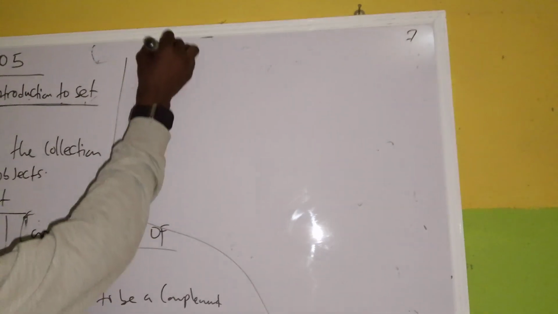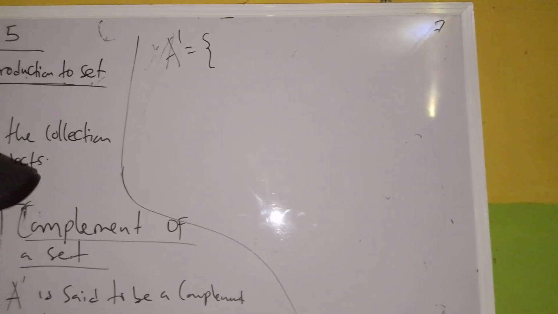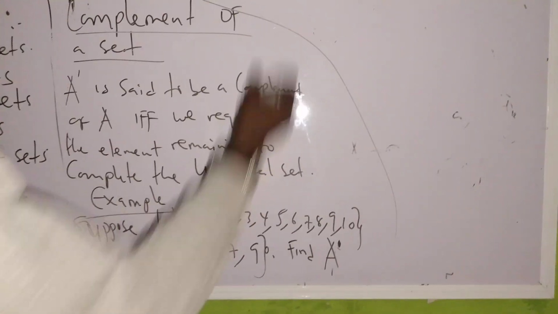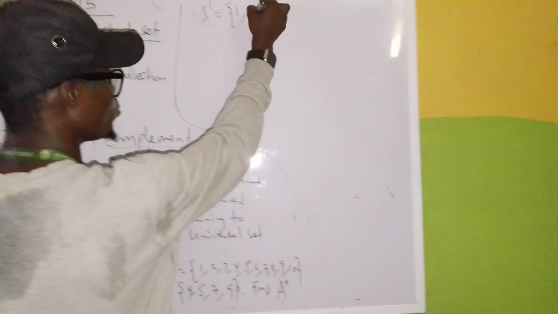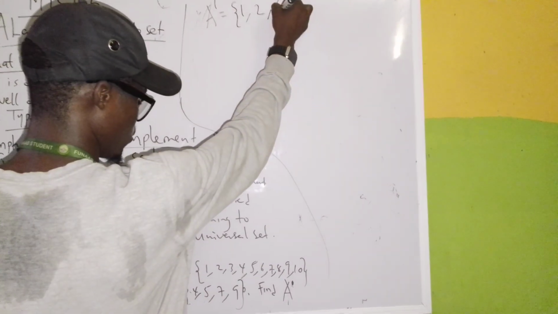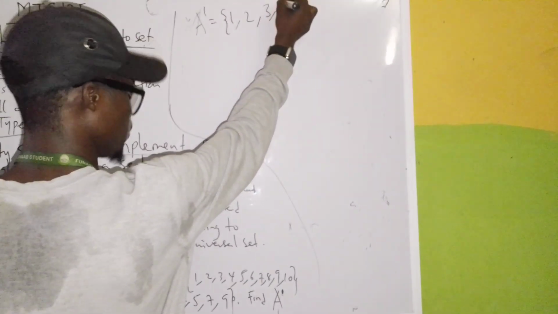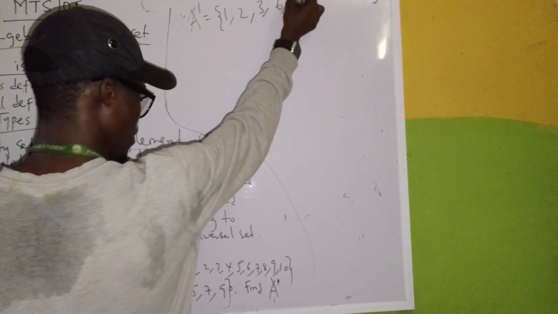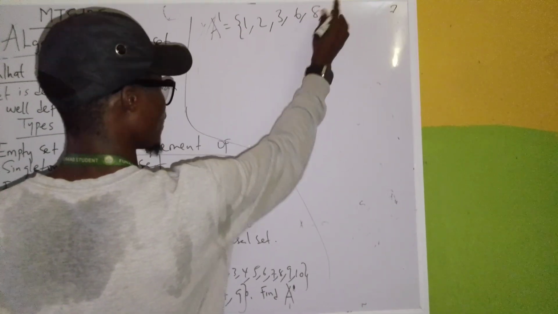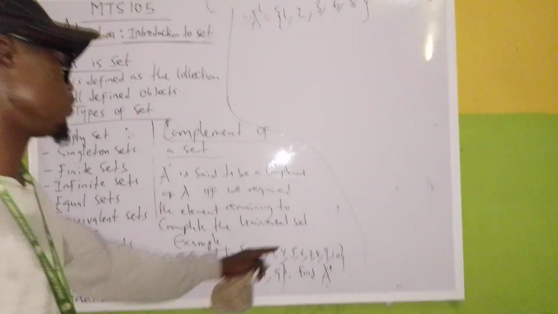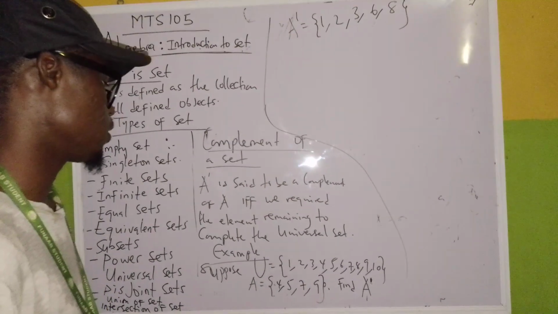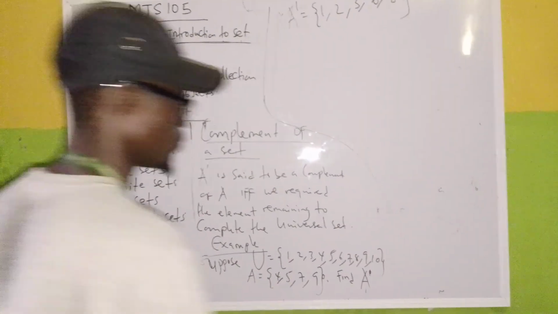So A prime is now going to be, what element is remaining? Accordingly, let's arrange it. What remains for this one to complete is 1, 2, 3, 6, 8. What else again? I think that's all. So this is the element remaining for this A to complete this one. So we have analyzed it out. So that's all about complement of the set.